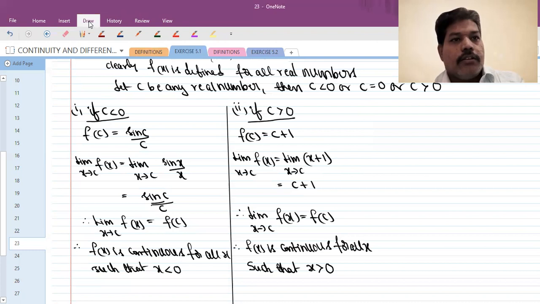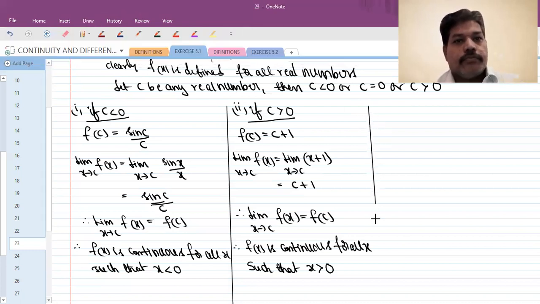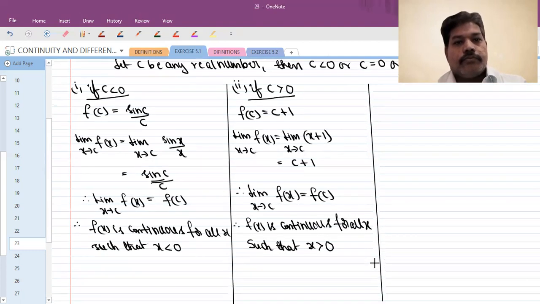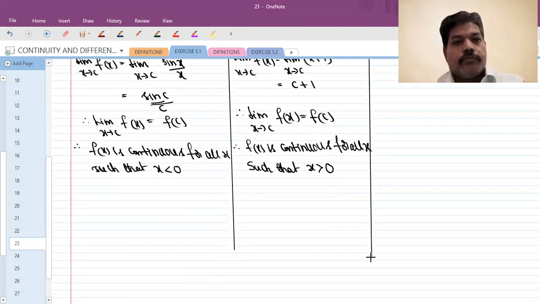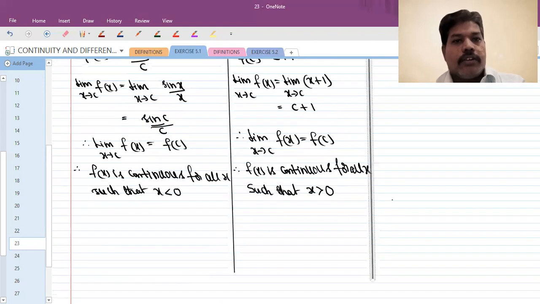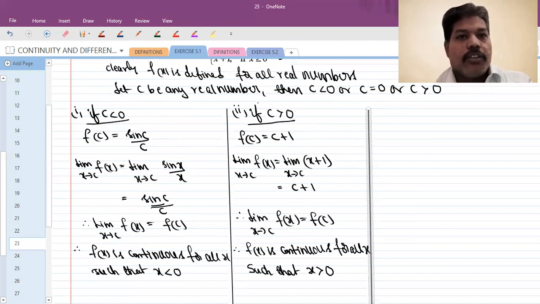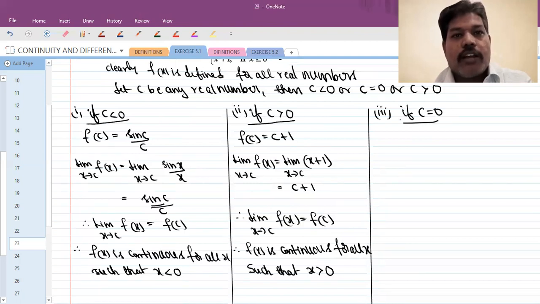So I will take the third case. What is that one? Case number 3. You can take case 3. What happens if c is equal to 0? In this case, what we have to calculate?